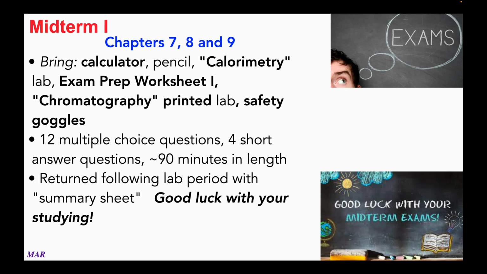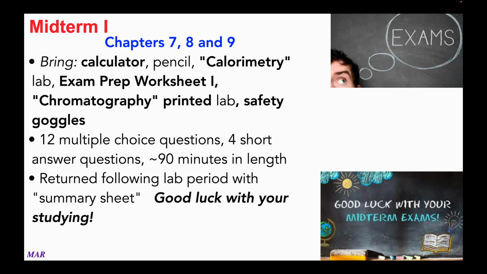Now, this page you must check with me to make sure that all the information is correct. But what I plan to have happen at the time that I'm making this video is that your midterm will be over chapters 7, 8, and 9. So chapter 7 was stoichiometry, limiting reactants, stuff like that. Chapter 8 was the gas laws, and chapter 9 is the energy chapter, where we talk about calorimetry, delta H, Q equals MC delta T, stuff like that.